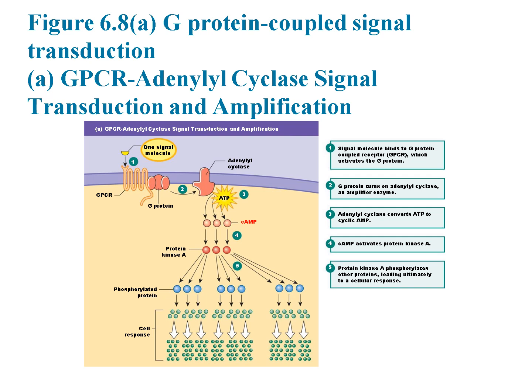This figure illustrates the GPCR adenylyl cyclase signaling pathway, a classic example of how G-protein-coupled receptors, or GPCRs, trigger signal transduction and amplify cellular responses. Let's follow the key steps. It all begins when a signal molecule, such as a hormone or neurotransmitter, binds to a G-protein-coupled receptor embedded in the cell membrane. This binding activates the G protein associated with the receptor.